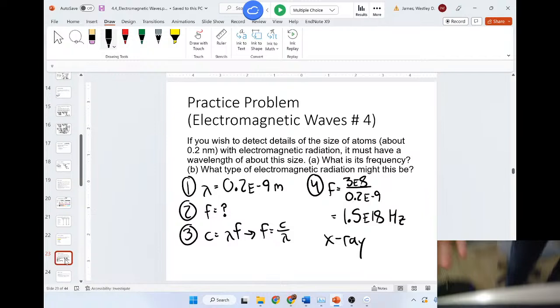So there you go, that's a quick answer, not too bad. I'm not going to ask part B on the test or anything like that. Part A is totally free game, a super easy problem for you all. Should be no problem.